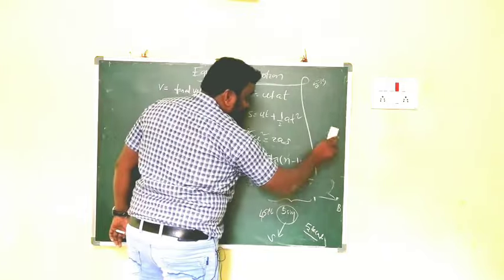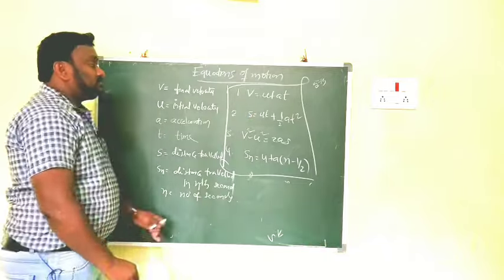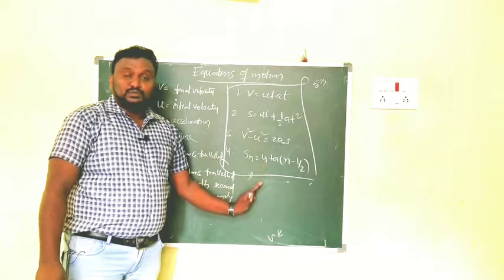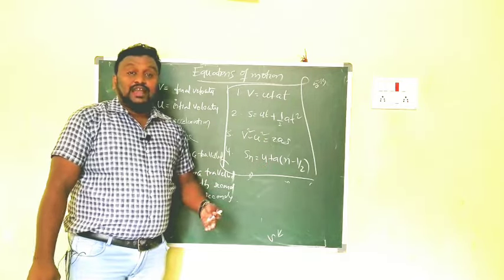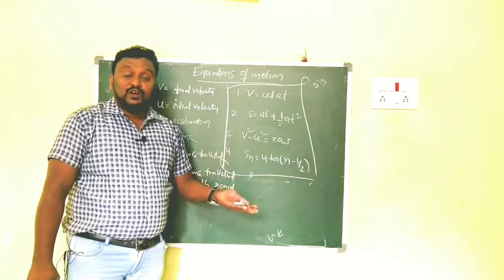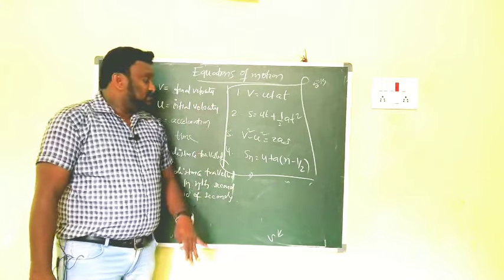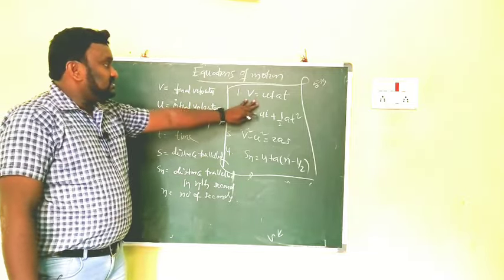Equations of motion and their notations. So these are what we call equations of motion. In that, there are 4 equations. When can they be valid? They are applicable only when the body is moving with uniform acceleration. Clear, children? In these equations, we have some symbols.